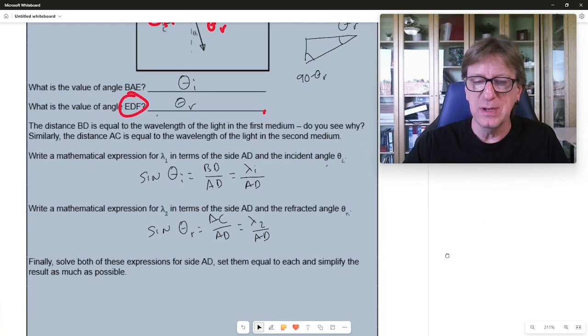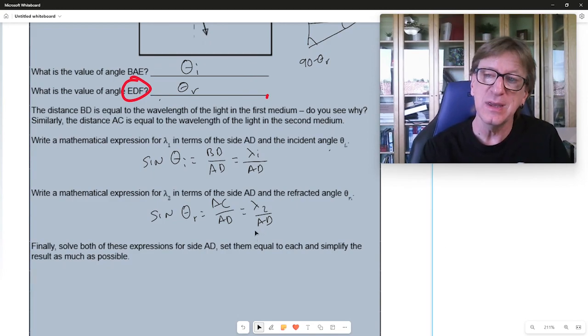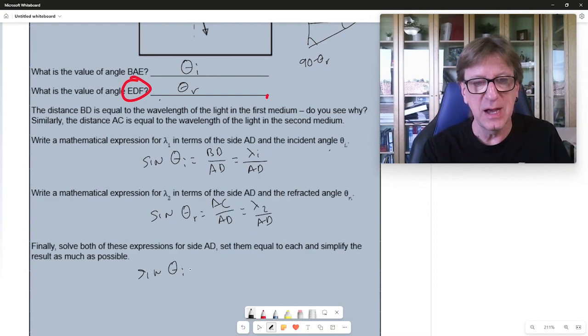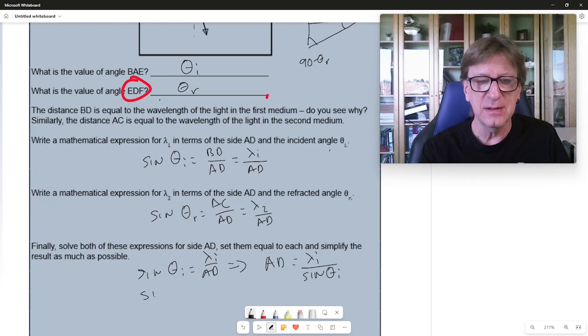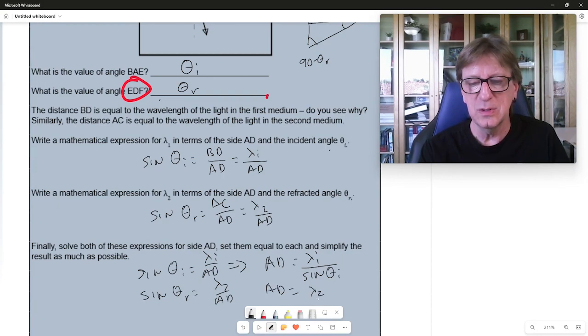All right, so now we've got what we need. So we're going to solve these expressions for AD and set them equal to each other. That way we can get rid of AD. So let's solve this first one. So we have sine of theta I is equal to lambda I over AD. So that tells us that AD must be equal to lambda I over sine theta I. And similarly, we have that sine theta r is equal to lambda 2 over AD. And that tells us that AD must equal lambda 2 divided by sine theta r.